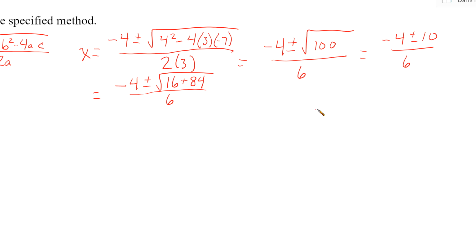So now your two answers. Negative 4 plus 10 is 6. Divided by 6 is 1. Negative 4 minus 10 is negative 14 over 6, which is negative 7/3. You could have that in decimal form. At some point here, you could type it in your calculator and get decimal form.